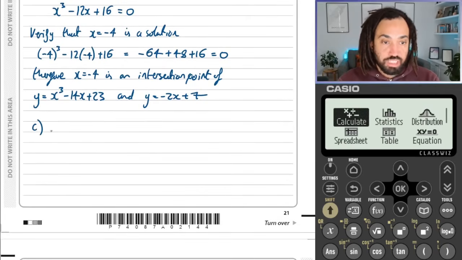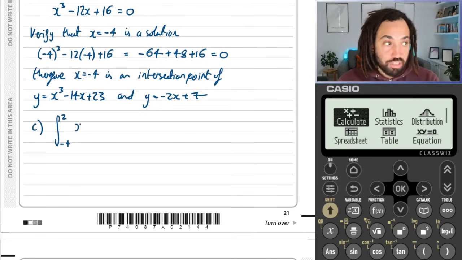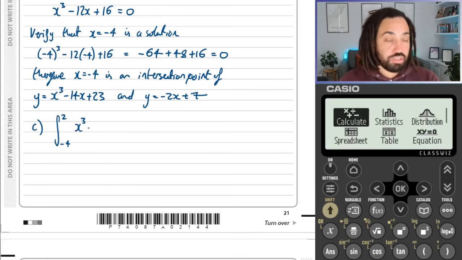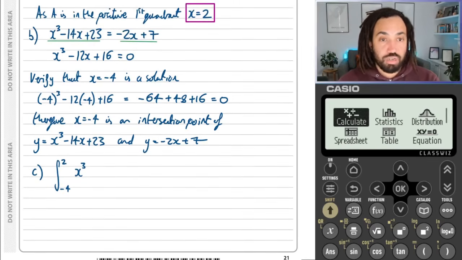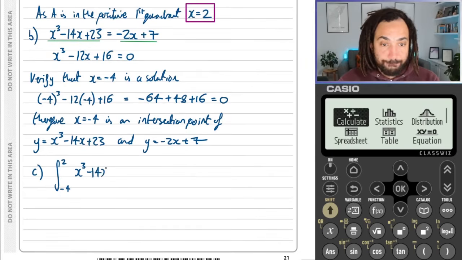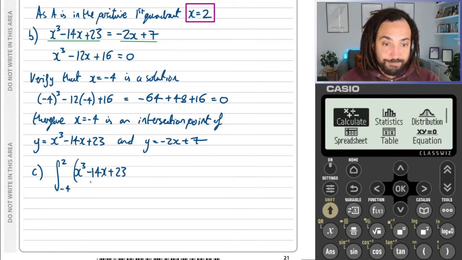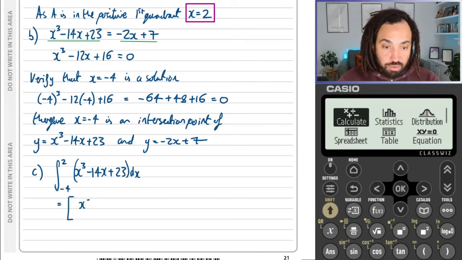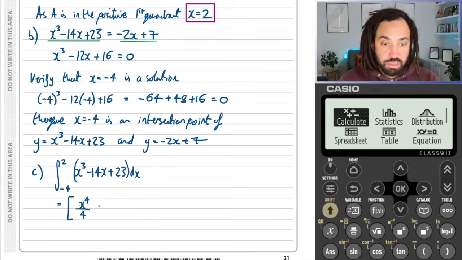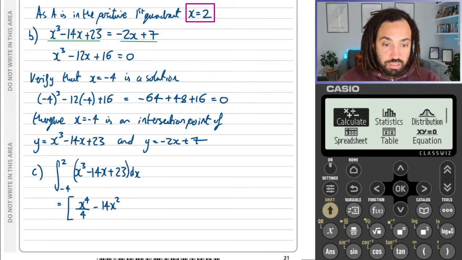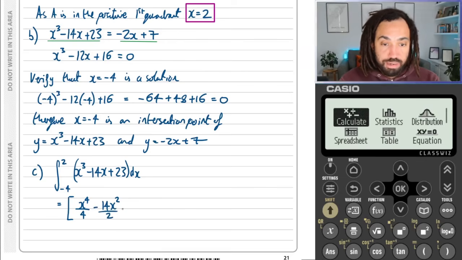Okay, so part C, we are integrating between those two limits, which we said were 2 and minus 4, and the curve that we're integrating is x cubed minus 14x plus 23. And we're doing that with respect to x. Okay, great. So let's integrate. So we up the power by 1, then divide by the new power. Up the power by 1, and then divide by the new power. And then we up the power by 1, and divide by the new power.